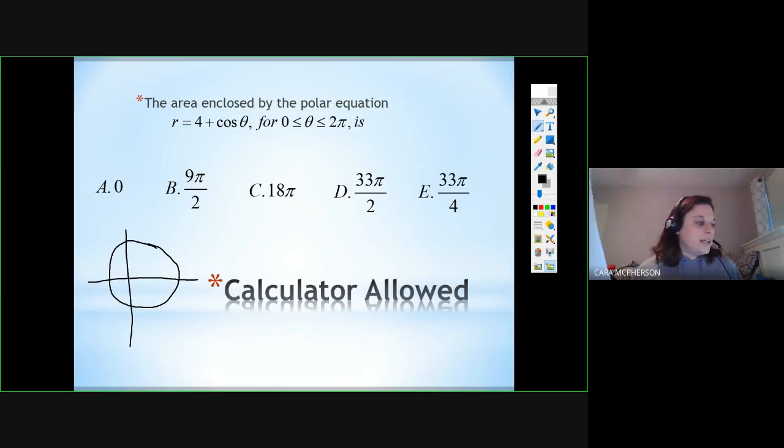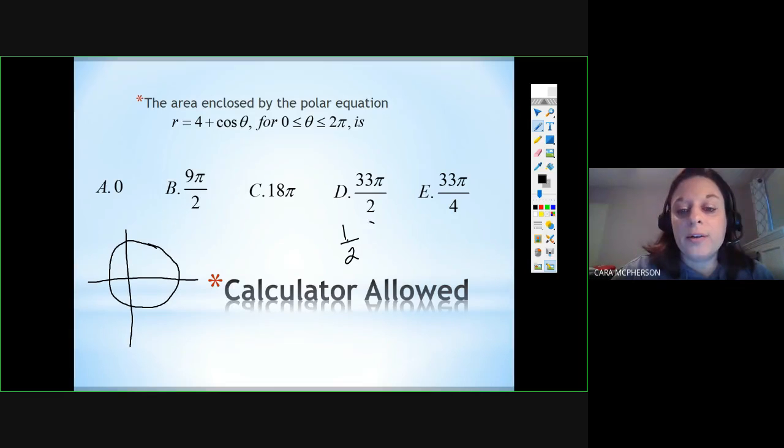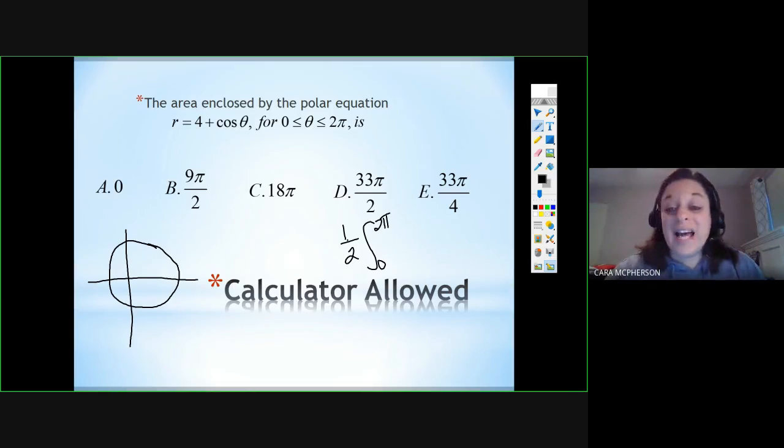Yeah, this looks good. I see Danny, I see Claire, you both said D. You guys are exactly right. The setup of this one is really quick. It is 1/2 the integral from 0 to 2 pi, since they gave you boundaries, of just that entire function being squared.